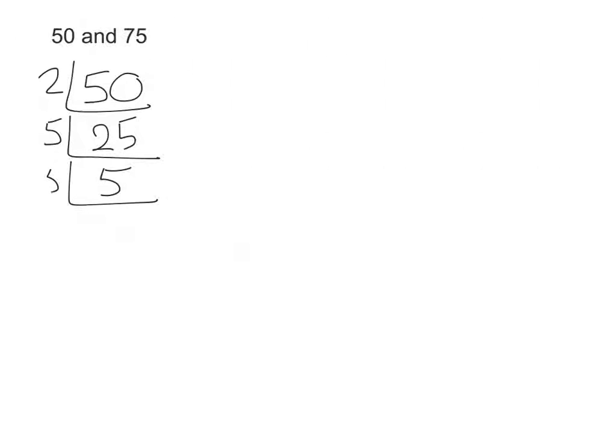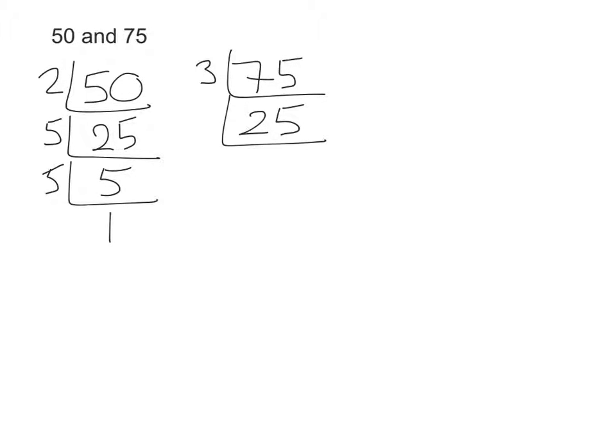Okay, in this example, we're doing 50 and 75. And I would recommend that you pause it here and try this yourself before watching the rest of the video. So, product of primes for 50, start by dividing by 2 to get 25. Divide by 5 to get 5, and 5 again to get 1. For 75, smallest prime that goes in is 3, which gives us 25. Divide by 5 to get 5, and 5 to get 1.